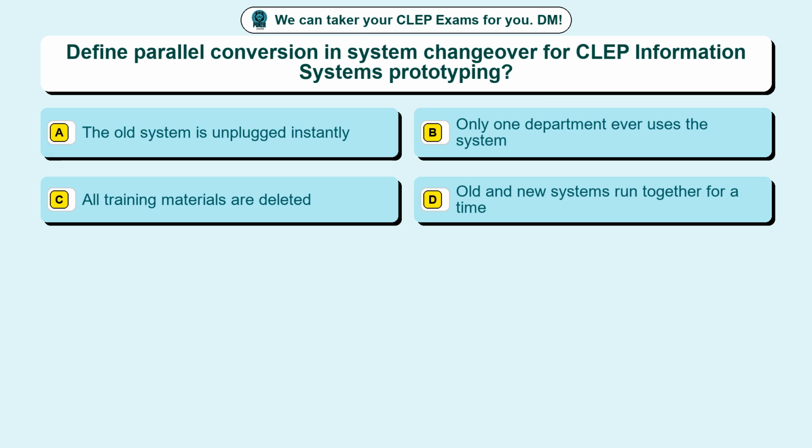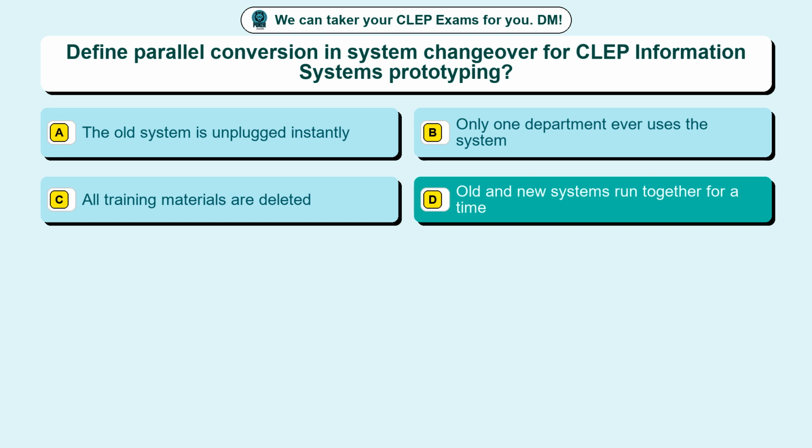Question 76. Define parallel conversion in system changeover for CLEP Information Systems prototyping. Option A. The old system is unplugged instantly. Option B. Only one department ever uses the system. Option C. All training materials are deleted. Option D. Old and new systems run together for a time. The correct answer is option D. Old and new systems run together for a time.